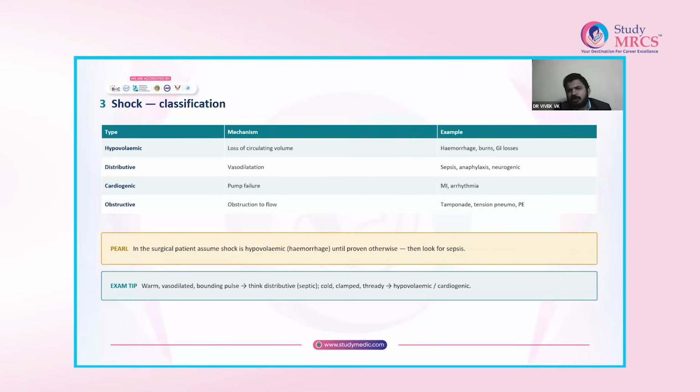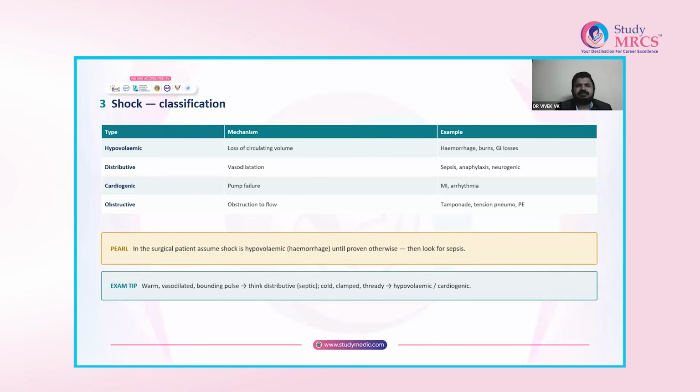Next, about the obstructive shock. Obstructive shock means any obstruction to flow, that is, outflow from the heart, that can cause obstructive shock. The causes could be different. First, cardiac tamponade. Cardiac tamponade means accumulation of blood in the pericardial space. So what happens? The heart is not able to relax properly. And what about tension pneumothorax and pulmonary embolism? These two can also cause obstructive shock.